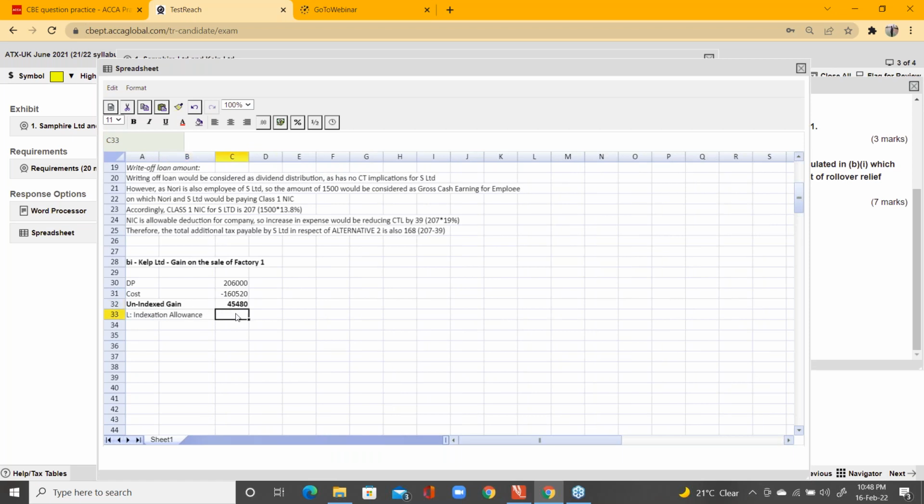How to calculate this indexation allowance now? Another important aspect: from a total period of 48 years, we are disposing of the asset after 6 years when it had a remaining life of 42 years, but there is a period of 6 months involved.